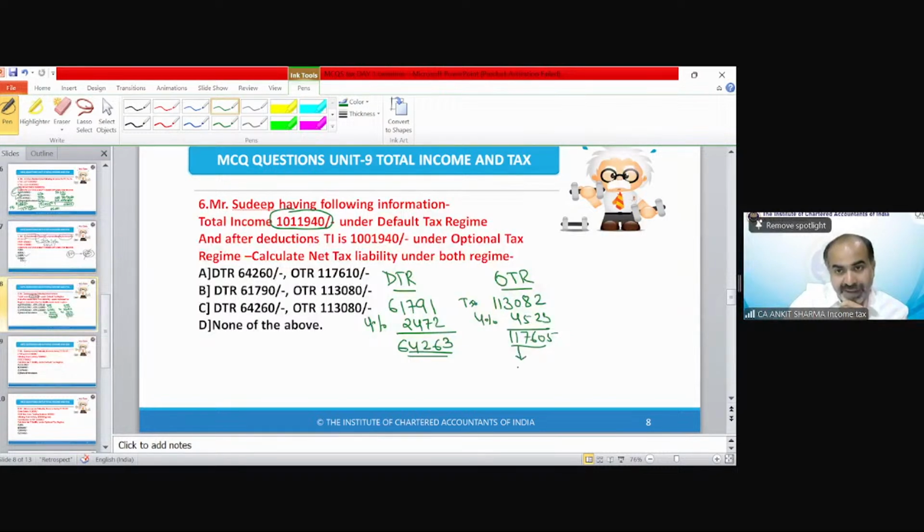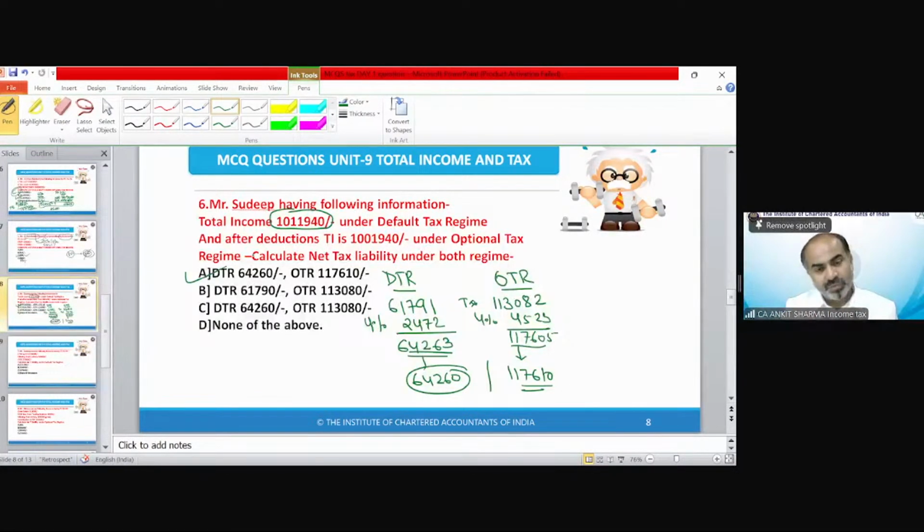In the multiple of 10, it would be 117610. And this would be in the multiple of 10, 6, 4, 2, 6, 0. So option A would be the correct answer in this case.